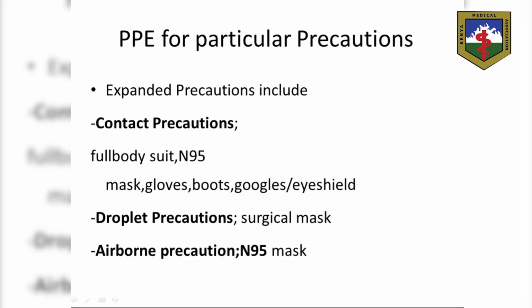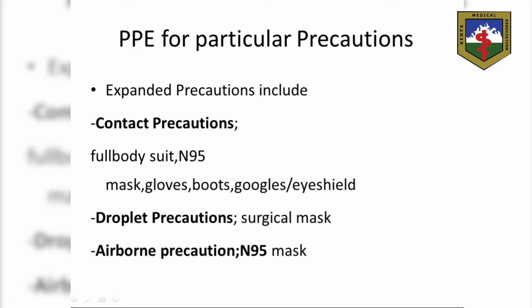When COVID-19 was first announced, the researchers had not understood the mode of transmission very well. That's why contact precautions were applied, where one was using a full body suit, an N95 mask, gloves, boots, goggles, and eye shield. After research was done and the evidence released, according to WHO, what we need to be using when we are managing COVID-19 patients is a good surgical mask with the layers I have talked about.